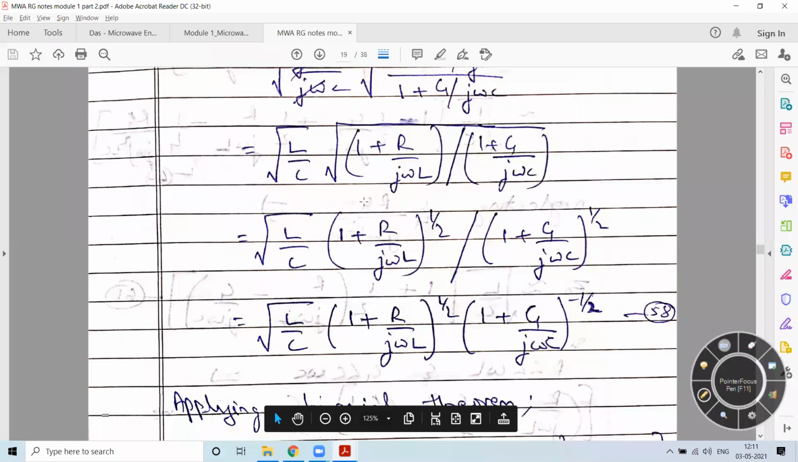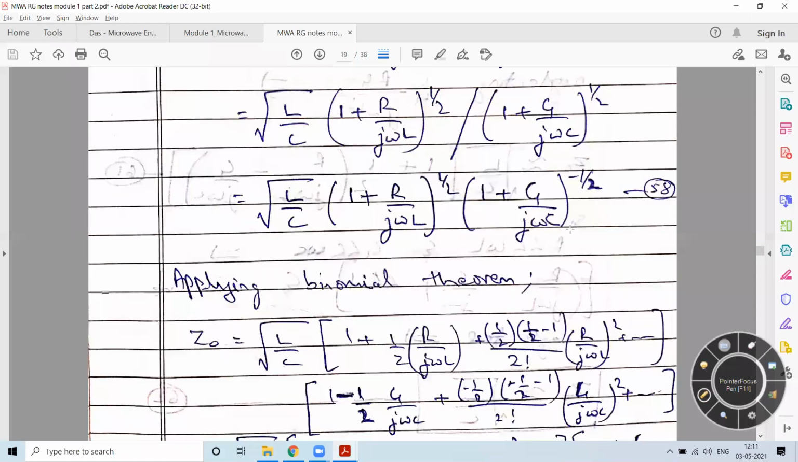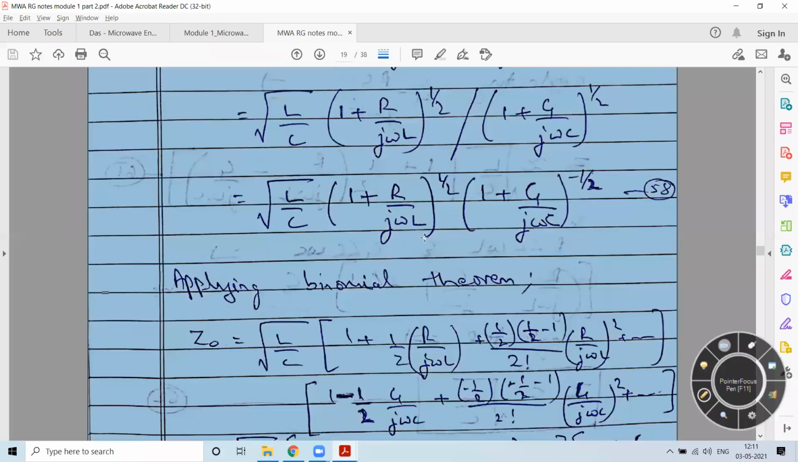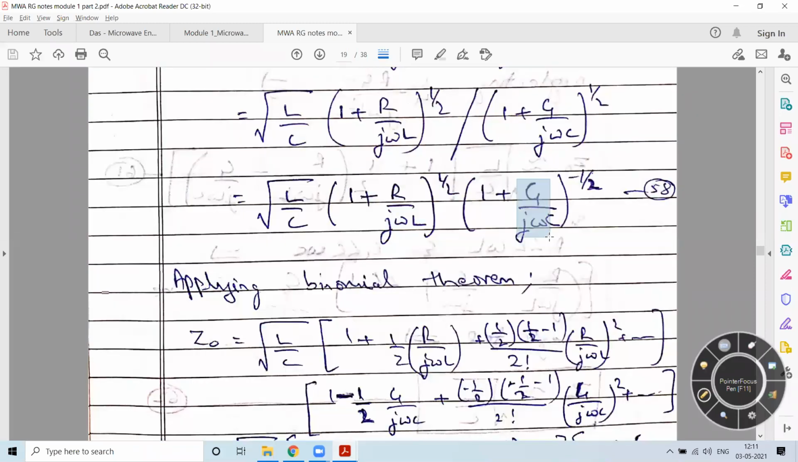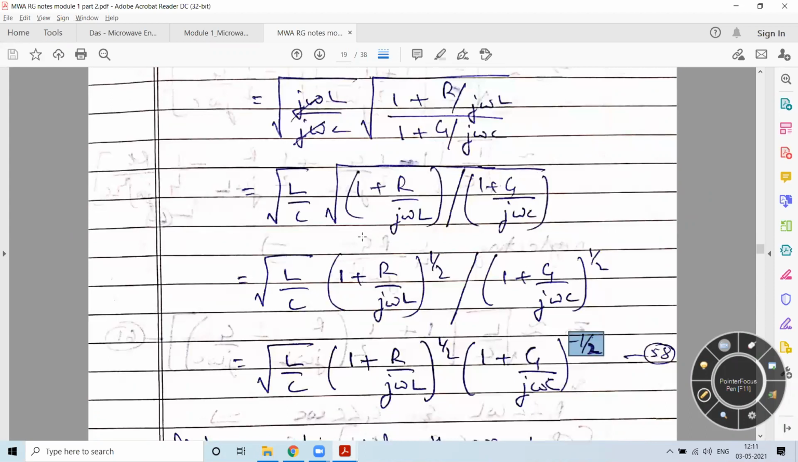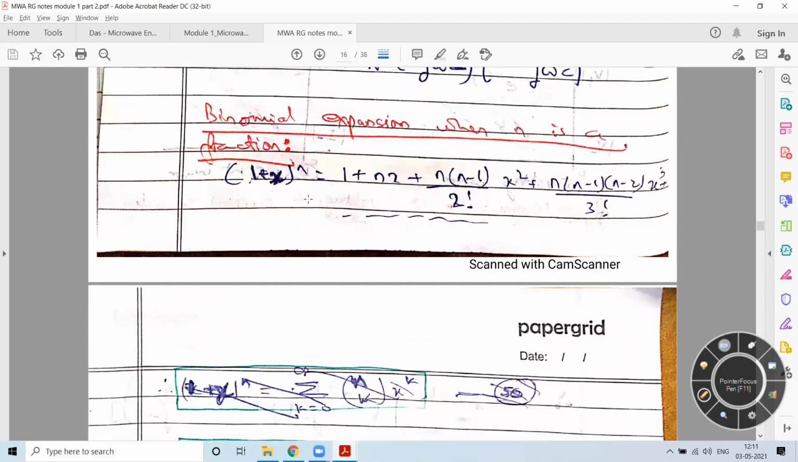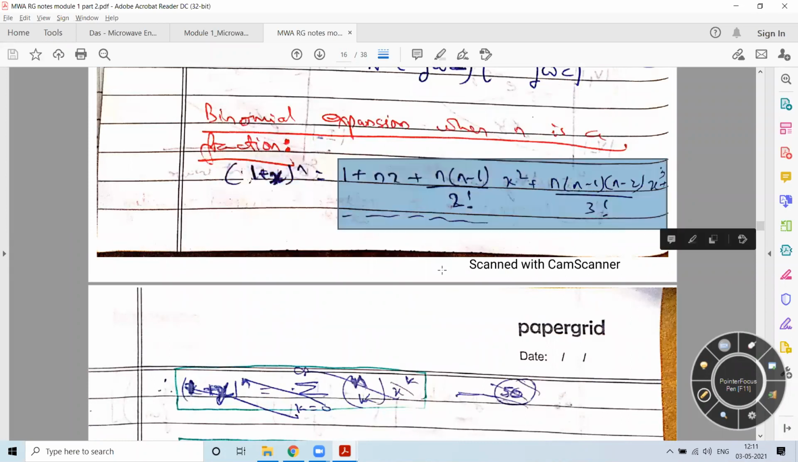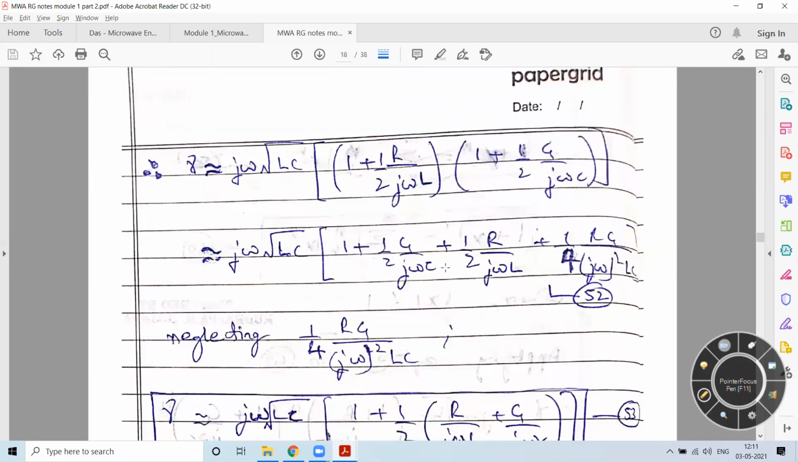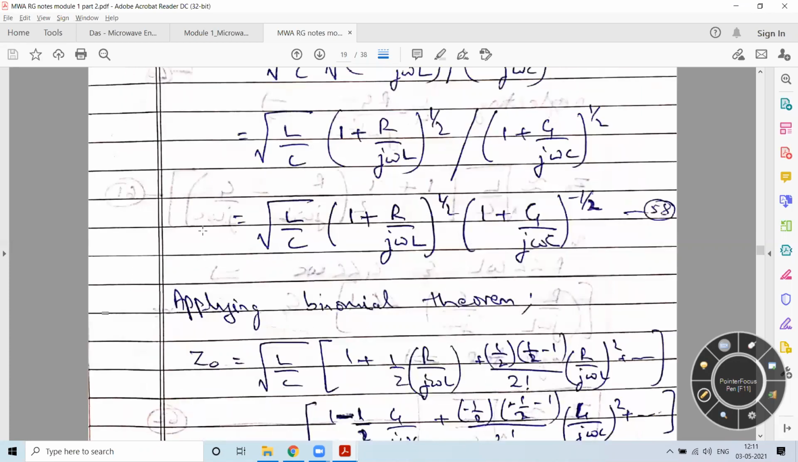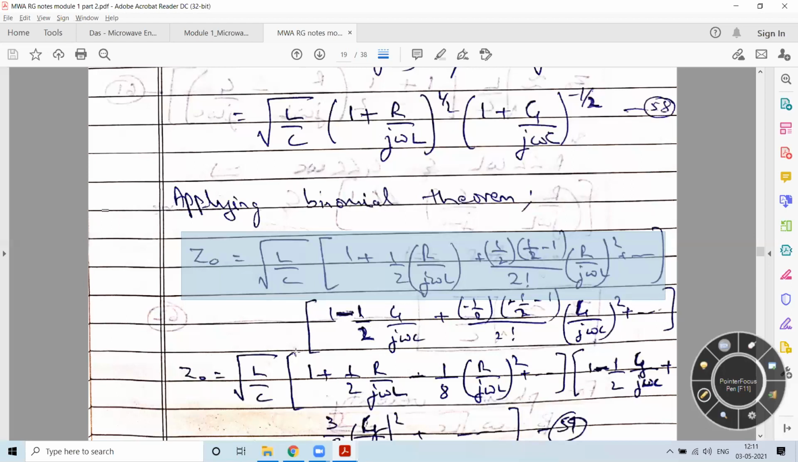Now we apply binomial expansion to these two parameters. In the first one, remember R by j omega L is x and n is equal to half. In the second, G by j omega C is x and minus half is the n value. Again, we apply the binomial expansion, that is (1 plus x) raised to n is equal to 1 plus n x plus n into n minus 1 divided by 2 factorial into x squared, plus so on. We apply this to this equation, and we end up with this result over here.